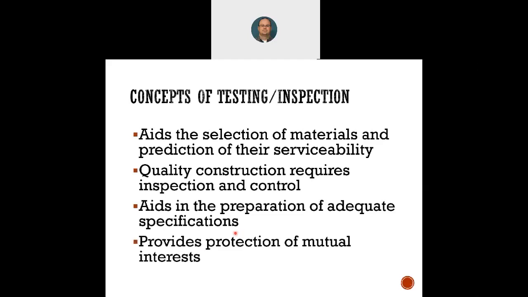It provides protection of mutual interest. The owner and the engineers, like with Highway 41, want to protect the interest of that project. It needs to be done right. However, we need to protect the contractor too. They need to make money. This is the concept of testing and inspection. It's basically a check on each other to make sure that we're getting what we paid for, and we're not telling the contractor to do more than what they proposed to do.